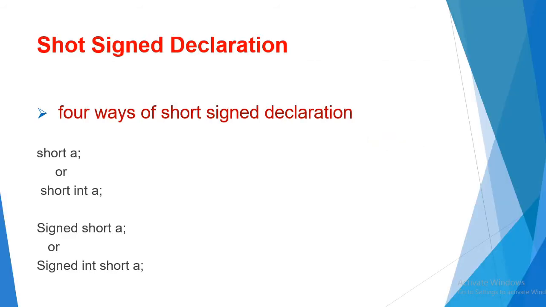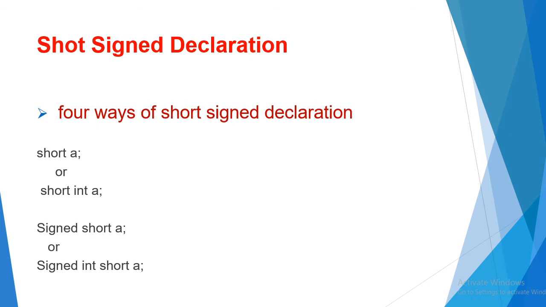Next, how do we declare the short signed integer? See here, I have written 4 ways to declare a short signed integer. First, you can directly write short a, where a is an identifier. Next is short integer a.